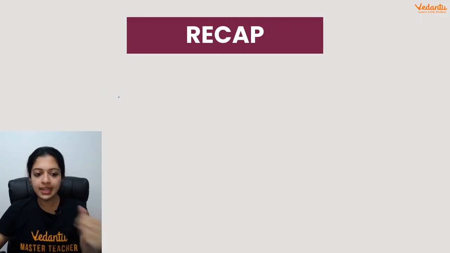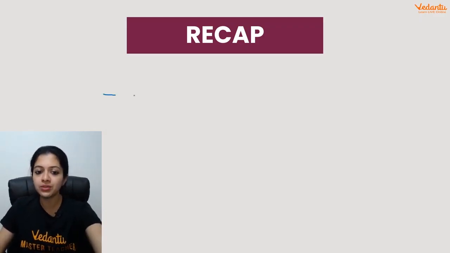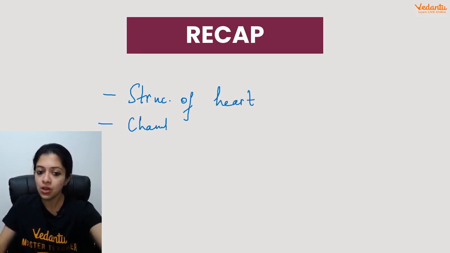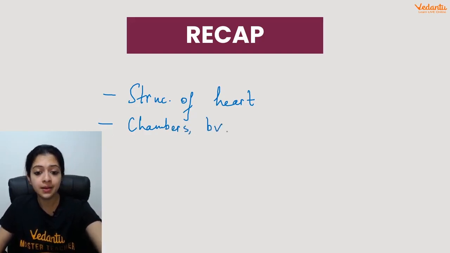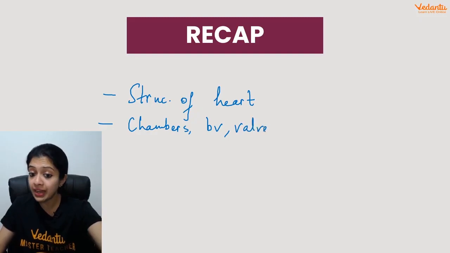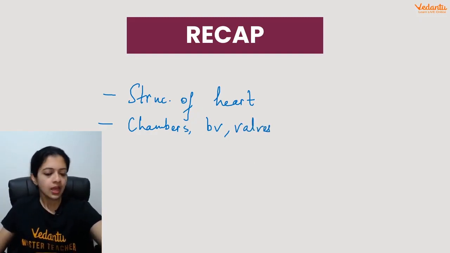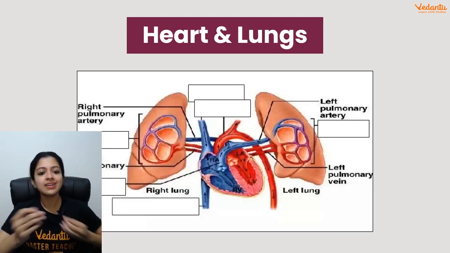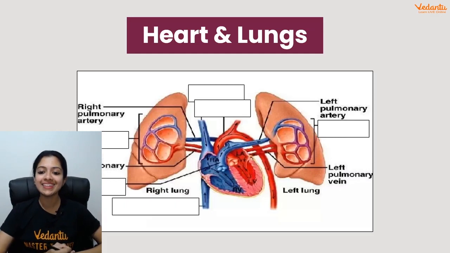Okay, so until now, what have we done? We have spoken about the structure of the heart, right? We have spoken about the chambers. We have spoken about the blood vessels, and we've spoken about the different valves, right? Majorly, what are valves involved in? That's about it, and the major exceptions in terms of blood vessels. Now, the special relationship between the heart and the lungs.